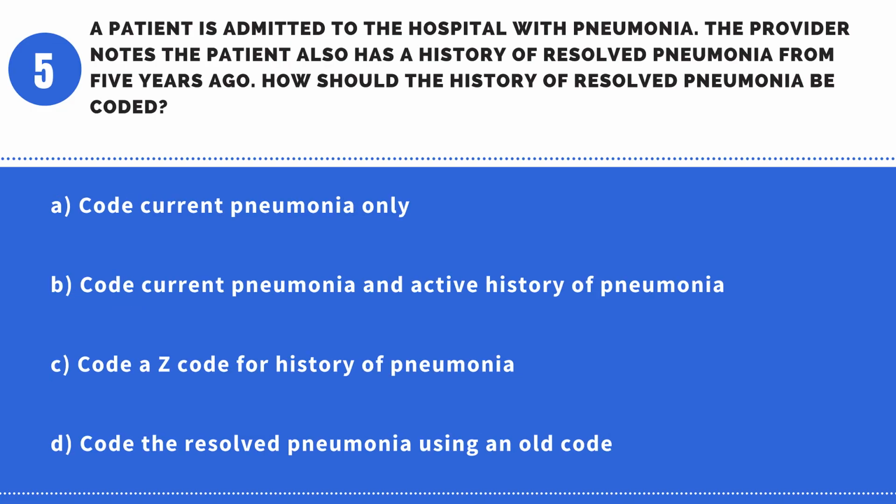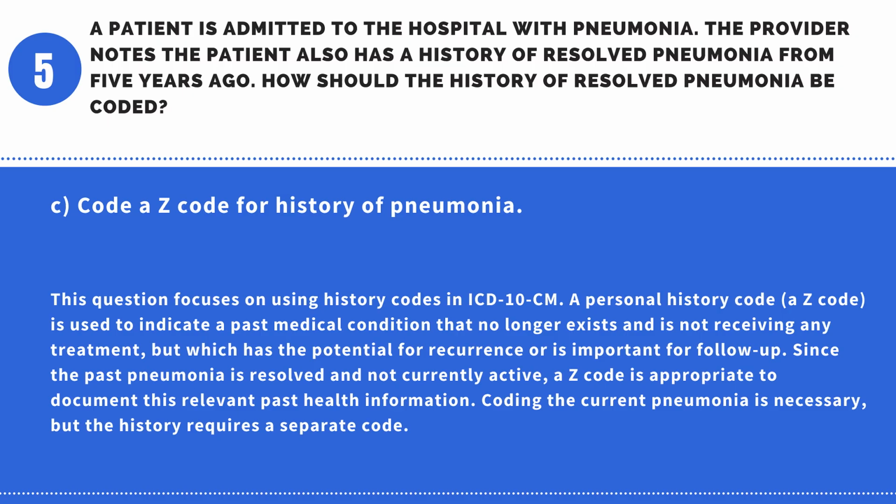Question 5. A patient is admitted to the hospital with pneumonia. The provider notes the patient also has a history of resolved pneumonia from 5 years ago. How should the history of resolved pneumonia be coded? A. Code current pneumonia only. B. Code current pneumonia and active history of pneumonia. C. Code a Z code for history of pneumonia. D. Code the resolved pneumonia using an old code. Answer: C. Code a Z code for history of pneumonia.